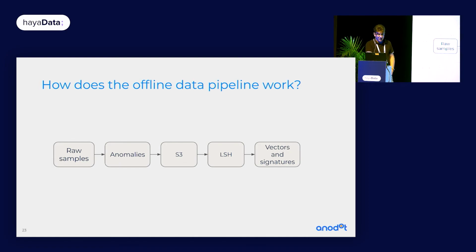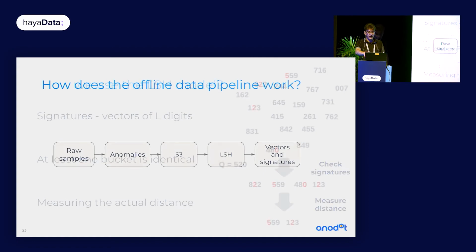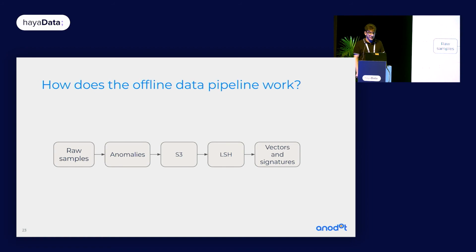How does the offline data pipeline work? We are doing it in 5 steps again. We are processing the raw data samples from our customers to extract metric names and anomalies for abnormal correlation, and create the vectors and LSH model and the results. Then we are storing LSH signatures and the vectors for online usage, and the storage in our case is a Cassandra cluster online.